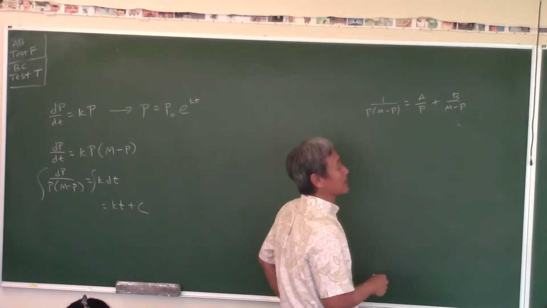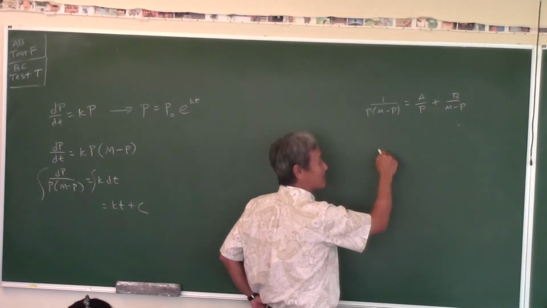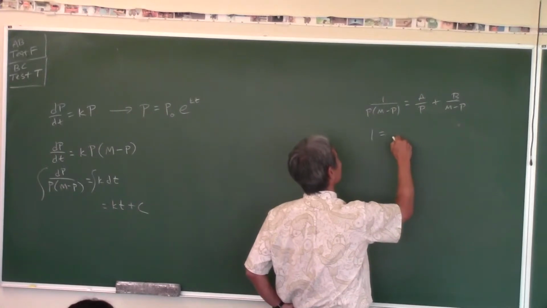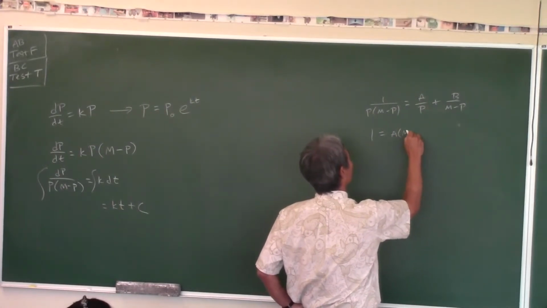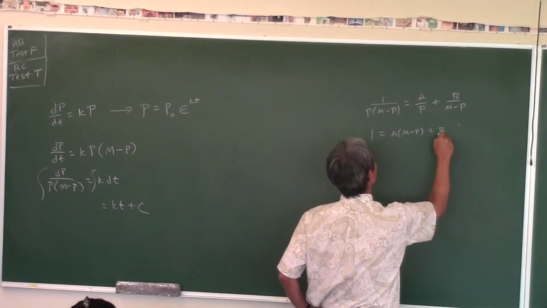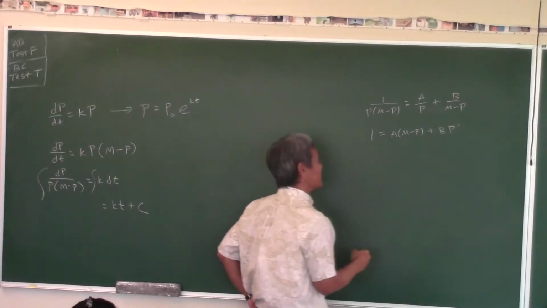Multiply both sides by the least common denominator, which is p times m minus p, and you're going to get 1 equals a times m minus p plus b times p. Now let's use the Heaviside method.